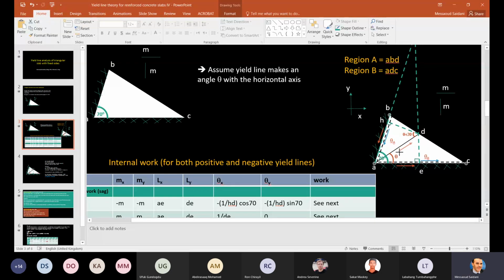Okay, so I'm not sure. Let me check the direction. Yeah, that's the direction. And then you have got it on the other side as well here. Do you agree with that, everyone, please? Agreed? Yes, sir. Okay, so now what we need to determine is the internal work and the external work for each of the regions.